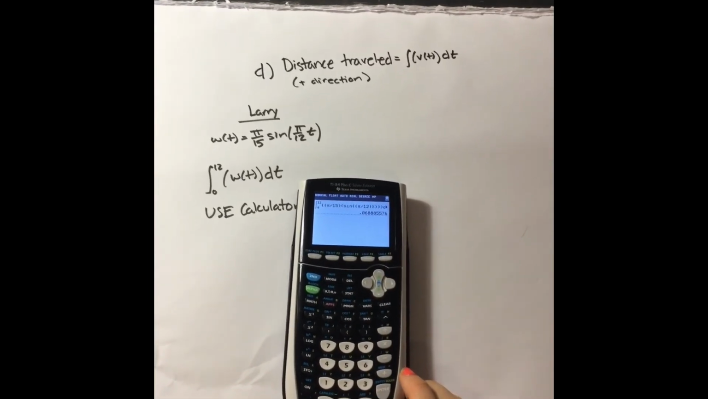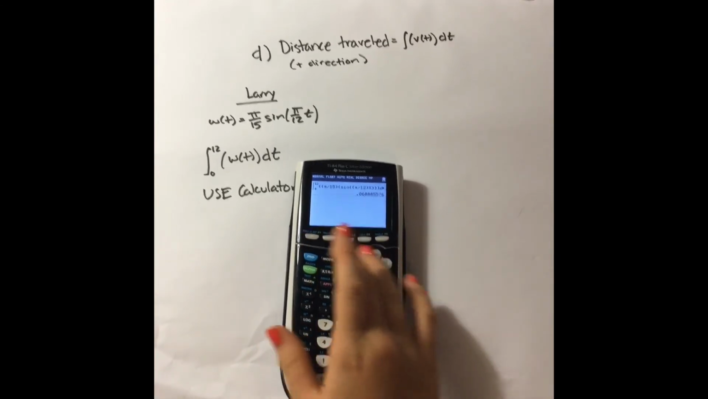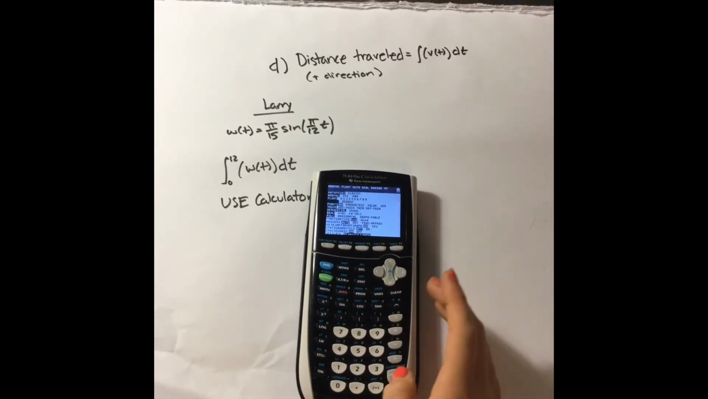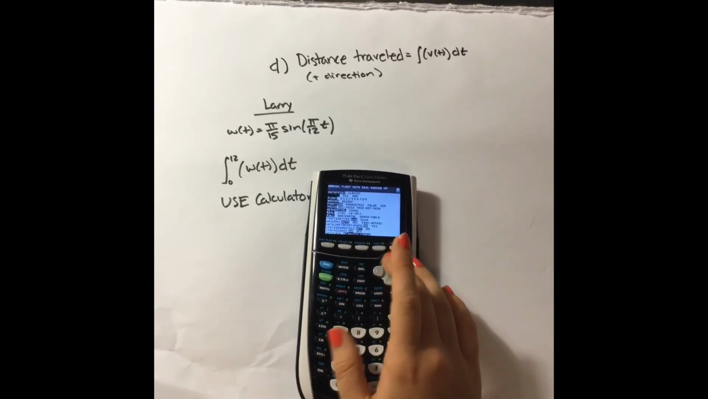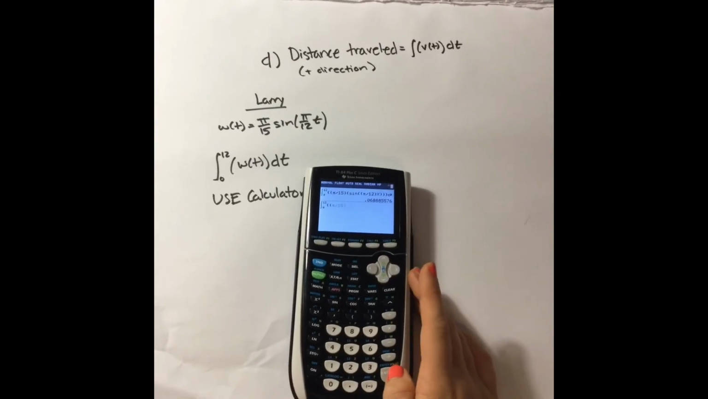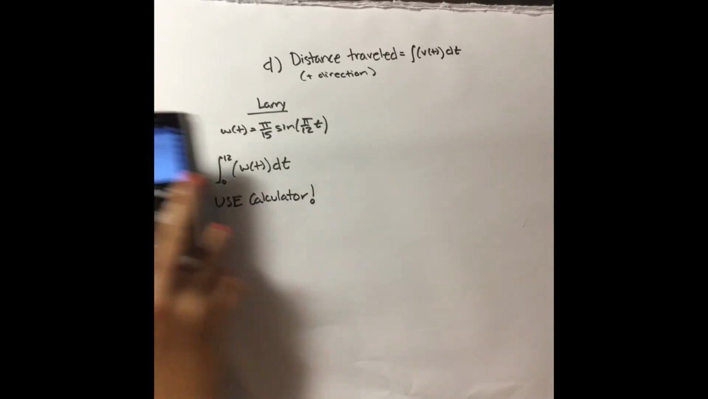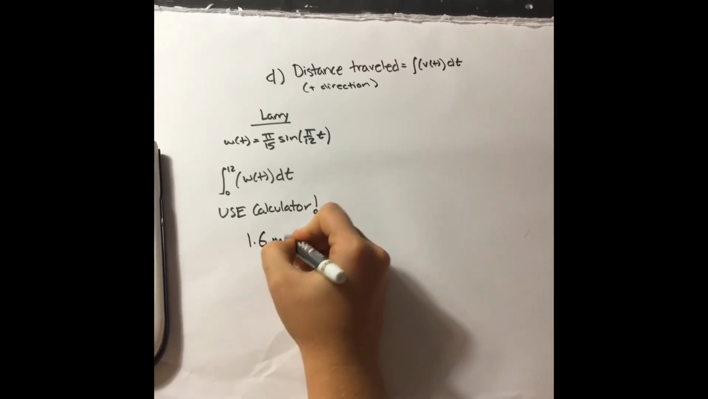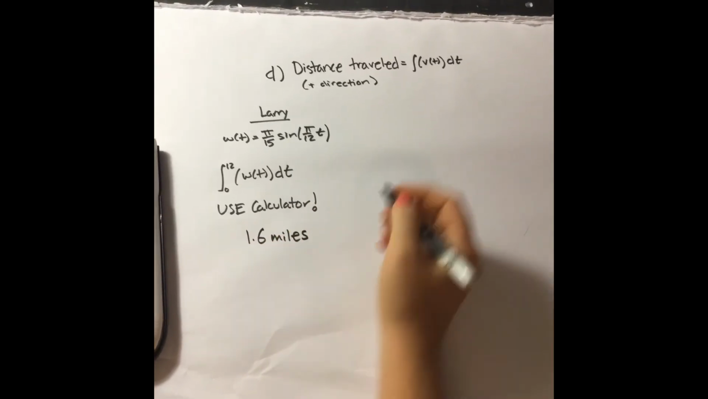I got kind of a wacky number, so always check your parentheses again. One thing I always forget to do is change my calculator into radians. For Calc AB, you always want to have your calculator in radians. So I enter it again, and I get 1.6. So Larry is 1.6 miles away from school.